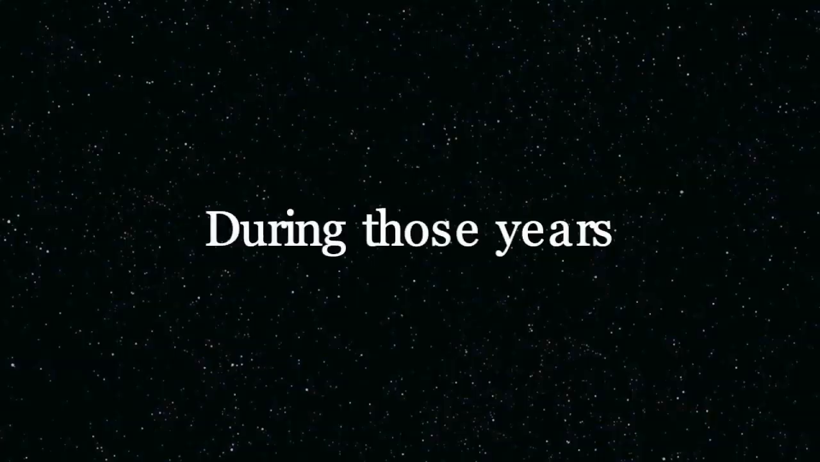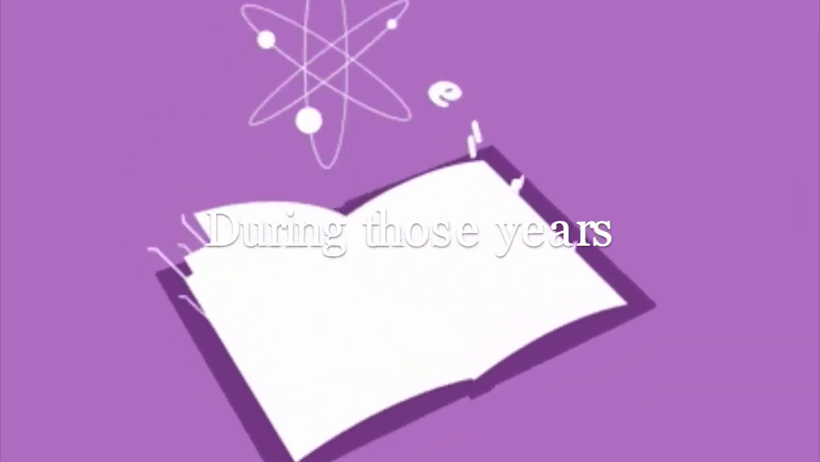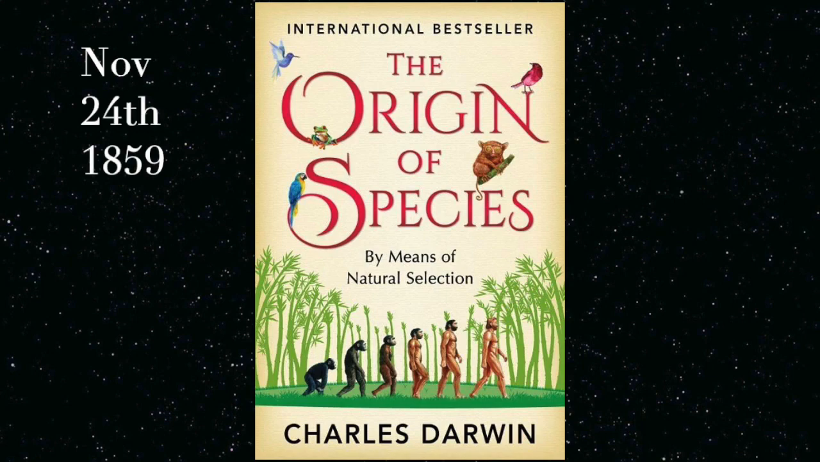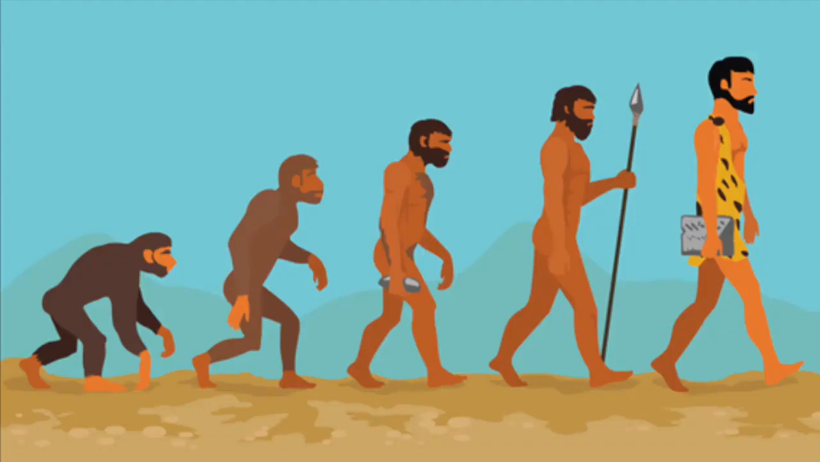But during those years, an event motivated him to publish his theory. A naturalist named Alfred Russel Wallace sent him a letter describing his own theory of evolution, which would lead to the same process that Darwin was thinking. His book was published on November 24th of 1859, and it had a great impact on society as it contested the idea that humans were the best creature in creation.